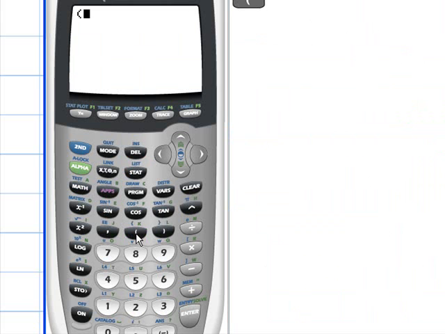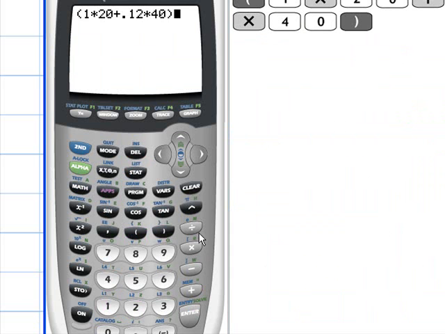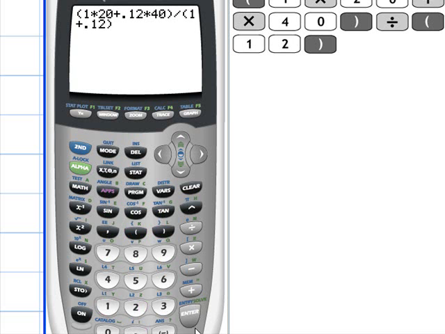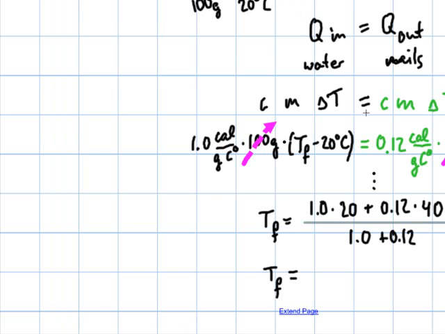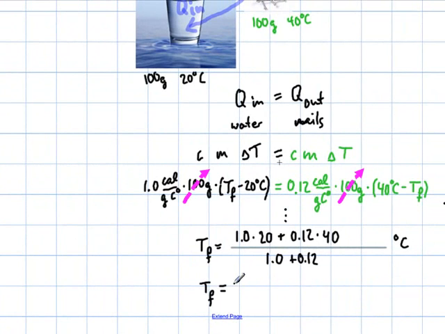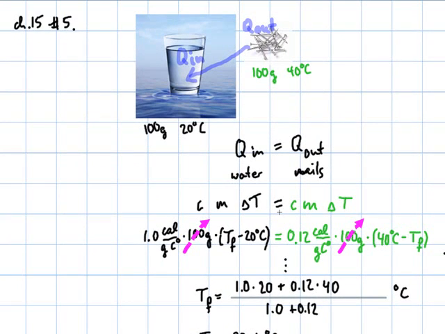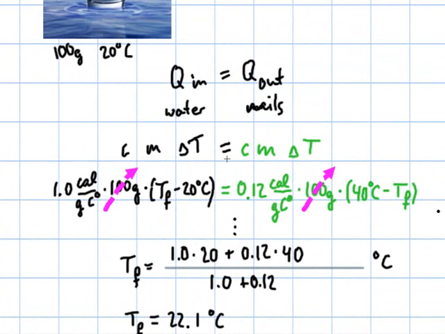Okay, so let's see, parentheses 1 times 20 plus 0.12 times 40, parentheses, divide by the two added together, so 1.0 plus 0.12, parentheses, and I come up with 22.1 degrees Celsius as the final temperature. As you see, there was quite some algebra involved here in order to arrive at that end result.